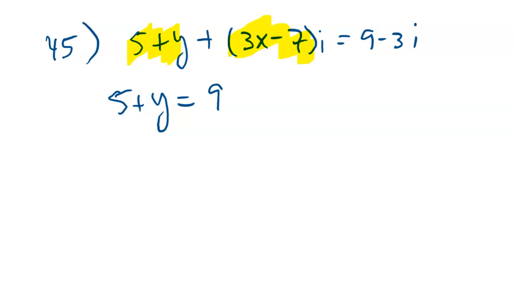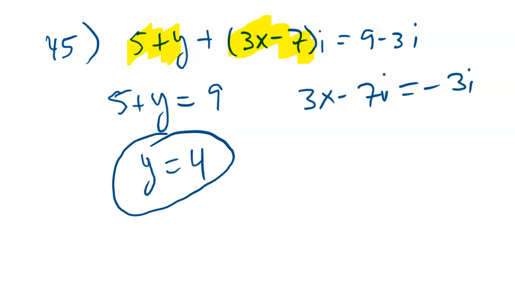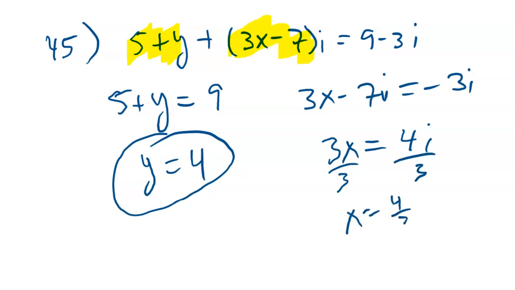If you have the real part on the left-hand side, it has to be equal to the real part of the right-hand side. And the imaginary part on the left-hand side has to be equal to the imaginary part on the right-hand side. And then we just solve. This is easy enough. This is just y is equal to 4. No big deal. Again, we're solving for x here, so I get 3x is equal to, I'm going to add 7i, so I got negative 3i plus 7i, which is 4i. And then finally divide both sides by 3. I got x is equal to 4/3 i.